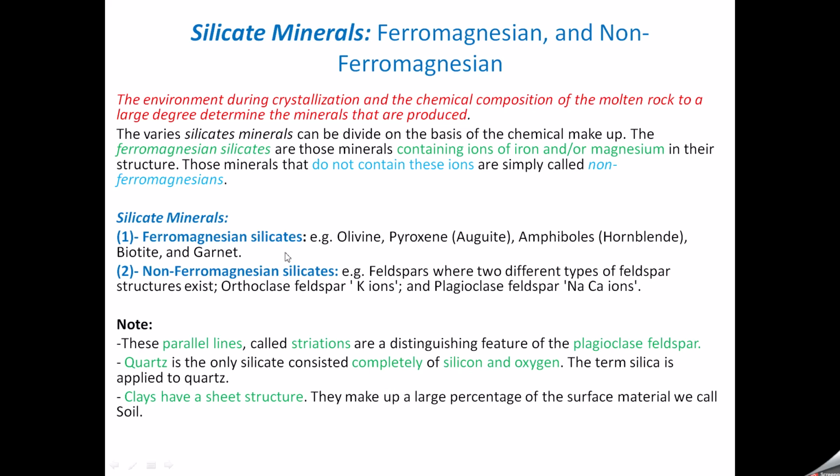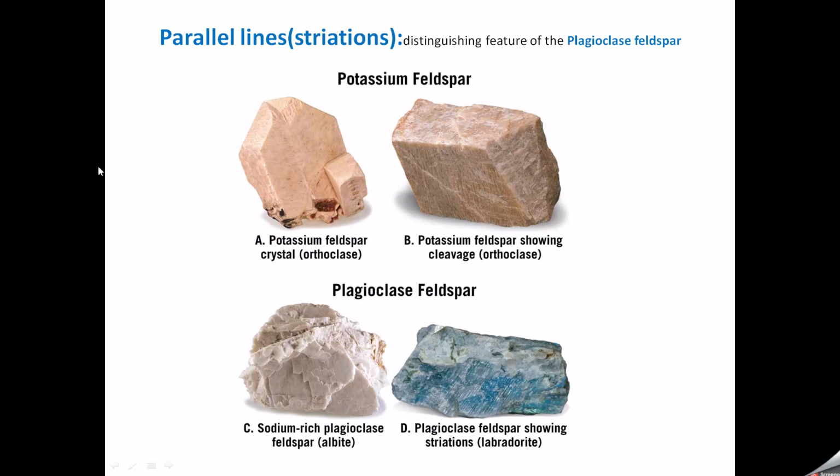So now we know ferromagnesian silicates have iron and magnesium in their composition. Non-ferromagnesian ones have no iron and magnesium but still have silicate. Now, parallel lines, striations. We have two types of feldspar: potassium feldspar, the light color here, which we call orthoclase, and plagioclase feldspar. If you look at the plagioclase here, you'll find lines we call striations. This is how you distinguish between plagioclase and orthoclase. Plagioclase has striations; orthoclase doesn't have any.